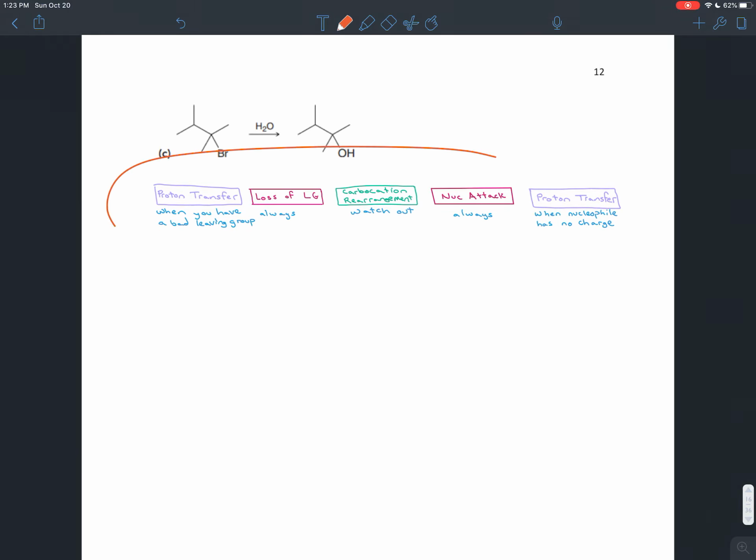So the first step here is going to be just figuring out which of these steps in an SN1 mechanism are going to be relevant to this exercise here.